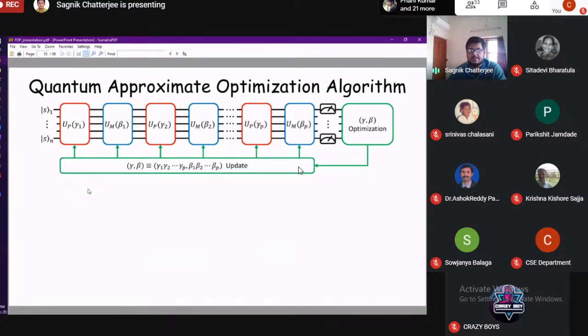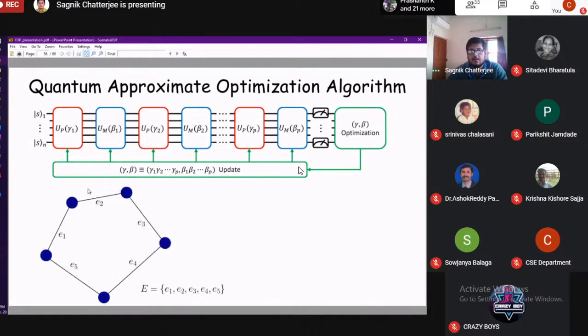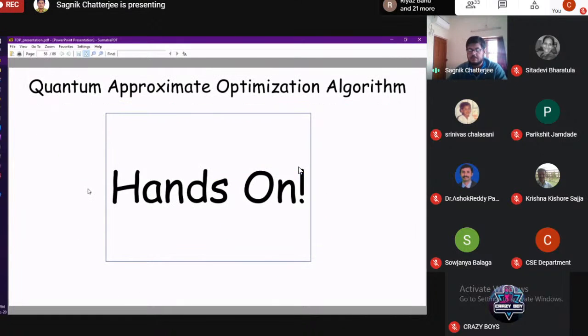So at this point, I would like you all to keep this diagram in mind when we are coding the problem up, because this will help you understand what we are doing. So, if there are no questions, then I will start.